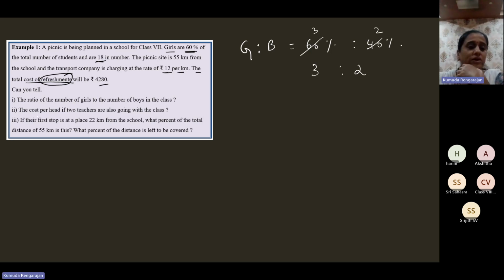Next one. The cost per head if two teachers are also going with the class. So we understood what is the total cost. The total cost is the cost of transportation plus the cost of refreshments. Let's find that first.